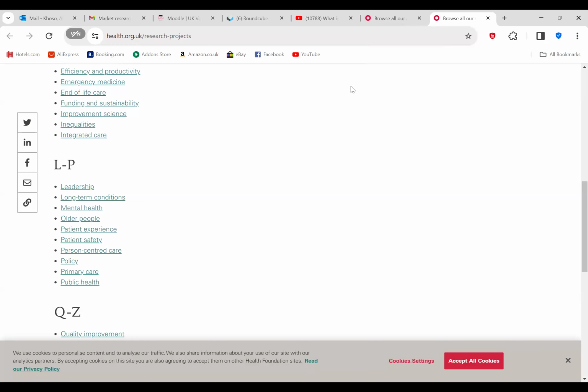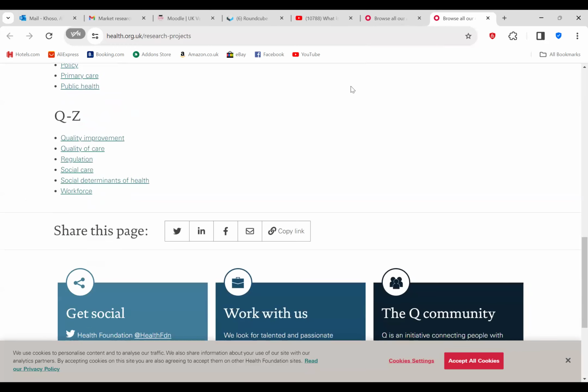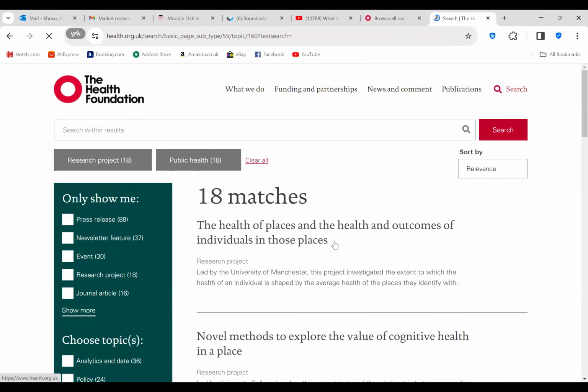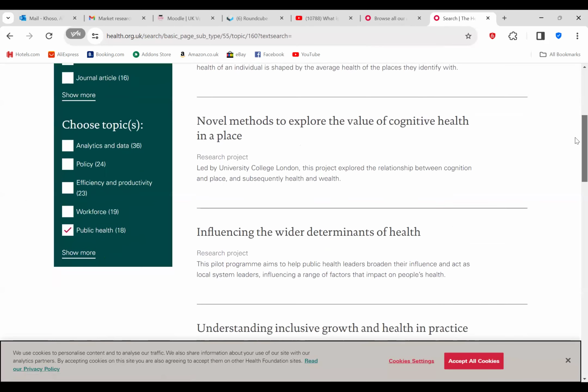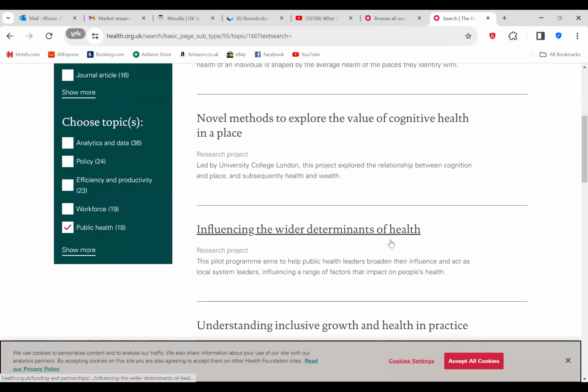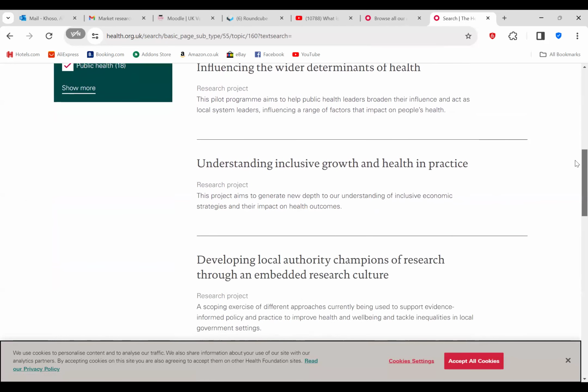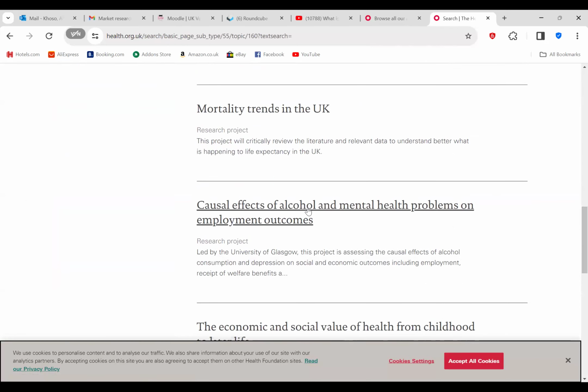I'm scrolling through this just so that it gives you an idea. For instance, I'm really interested in public health because I am a public health practitioner. So for me, I would want to see understanding inclusive growth and health in practice, for instance, or topics for research such as the effects of alcohol and mental health problems on employment outcomes.